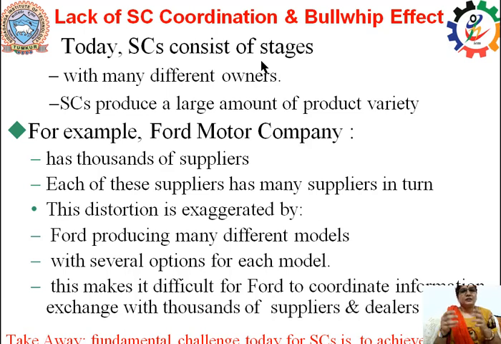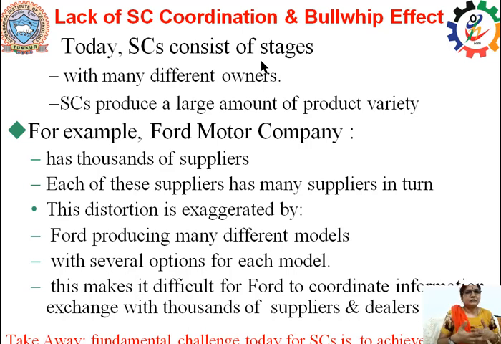And supposing a supply chain has to sustain in the market, then it has to come out with variety. So this compels the owner of a stage to go for more variety. For example, consider Ford Motor Company, an automobile company. Given the number of parts in the car, there are thousands of suppliers, who in turn will have the next tier of suppliers, and information sharing or information movement is very difficult in such cases.